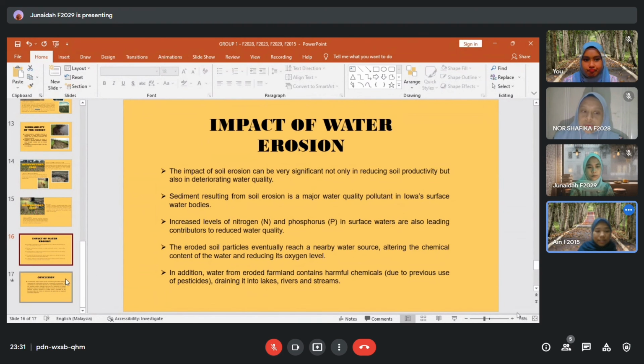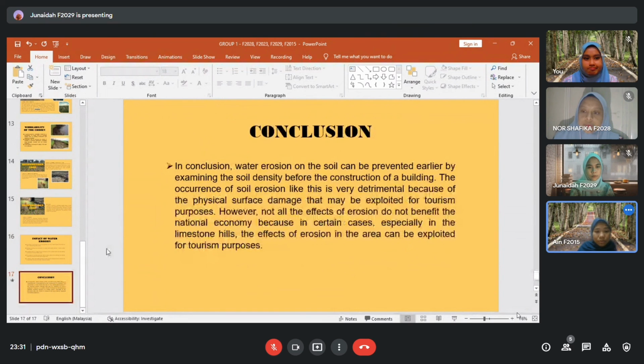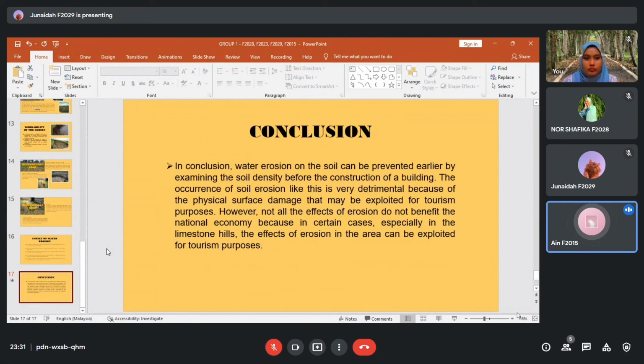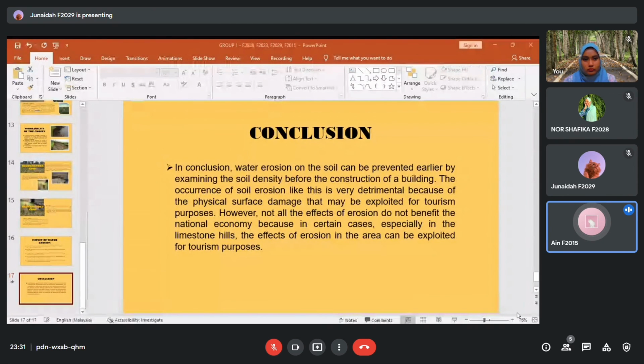And last slide is the conclusion. In conclusion, water erosion on the soil can be prevented by examining the soil density before the construction of a building. The occurrence of soil erosion like this is very detrimental because of the physical surface damage that may be exploited for tourist purposes.